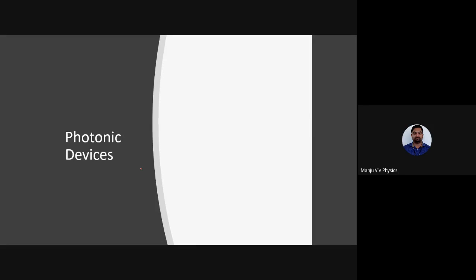Photonic devices, yes, all of you have already answered. Photonic devices are devices for creating, manipulating, and detecting light energy. That means whatever operation we can do using light energy, those electronic devices come under photonic devices. One such example is LED, light emitting diode. As the name indicates, it emits light by using electrical energy. So what this LED will do, it converts electrical energy to light energy.